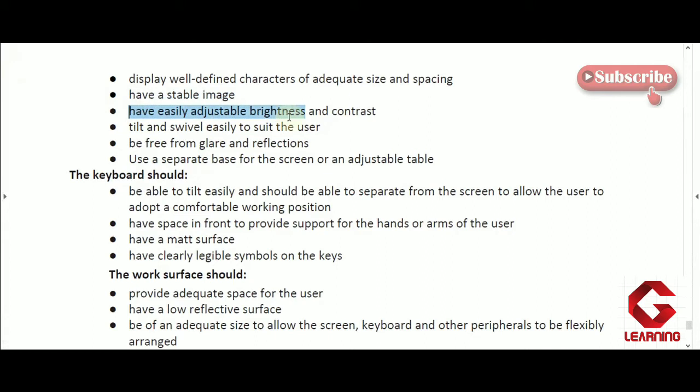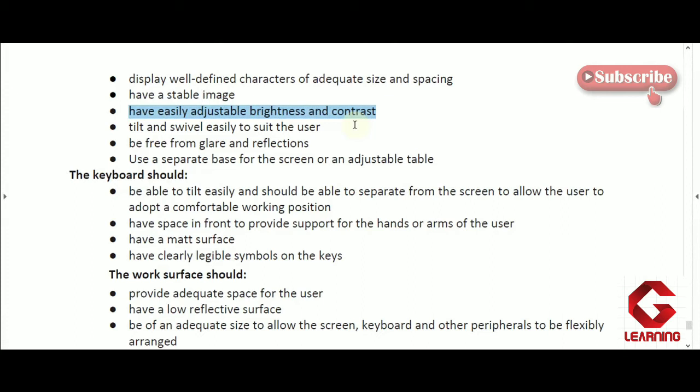Third one is have easily adjustable brightness and contrast. Actually, as per the lighting inside the room, we have to change monitor brightness and contrast. For example, when we are talking about a dark room, there we need low brightness. When we are considering a room where the light intensity is high, there brightness and contrast also we need high. So monitor should be such that user will be able to change its brightness and contrast as per the intensity of light inside the room.